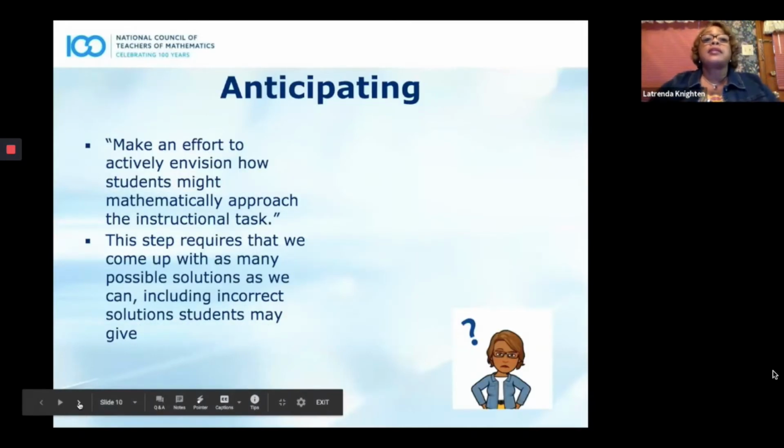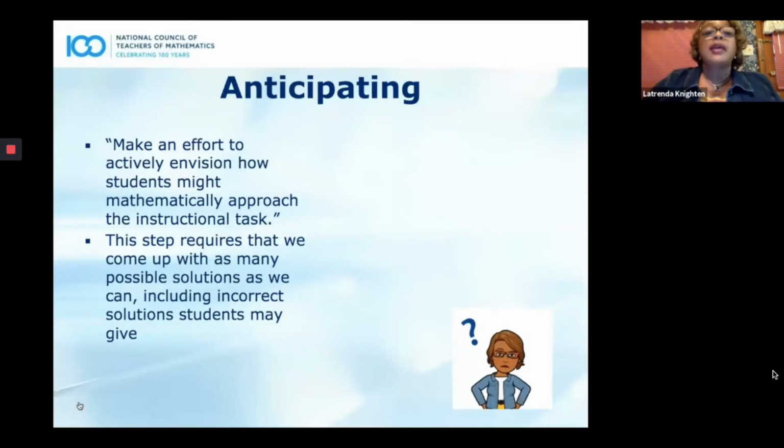So now that brings us to practice one. This is the part where we really have to think about what are some of those approaches that students may use and think about possible solutions, but it's just as important to think about what are some of the incorrect solutions that students may give.